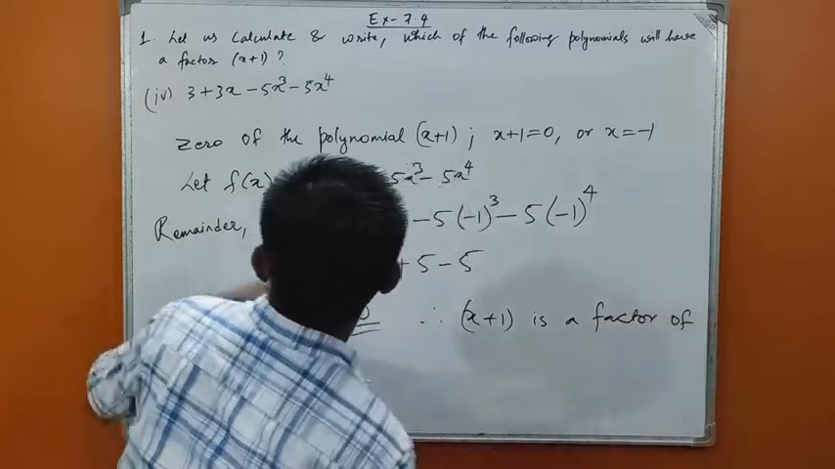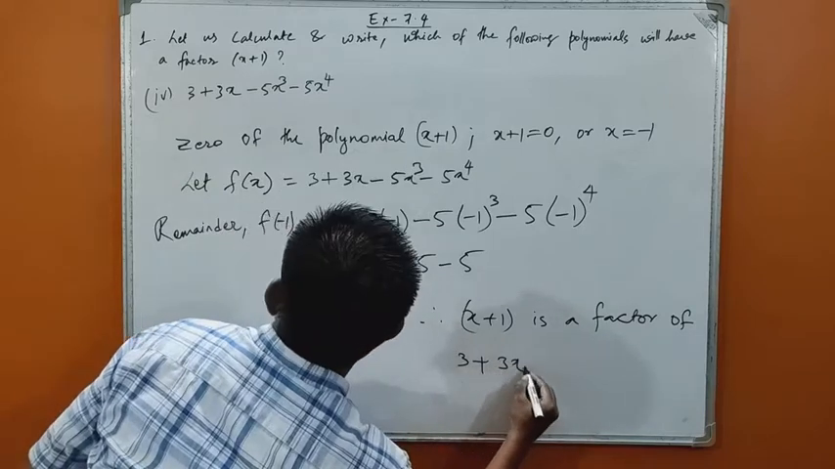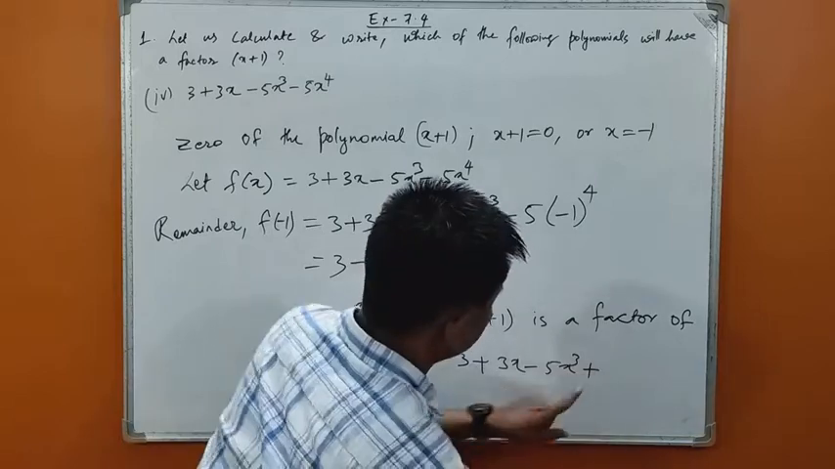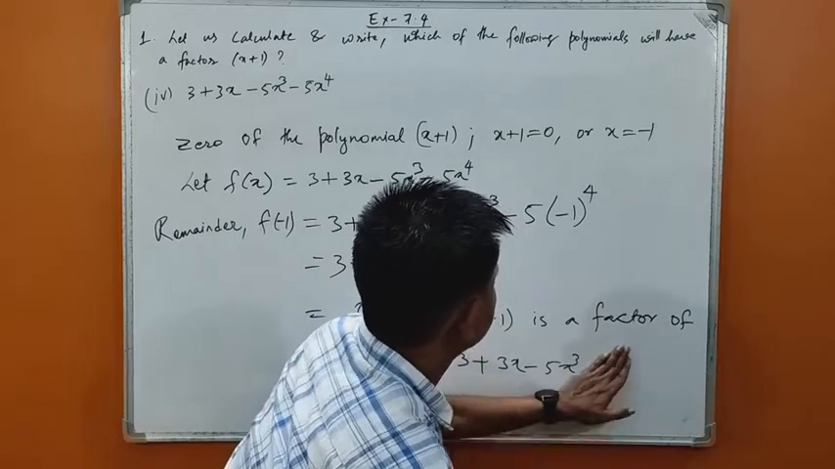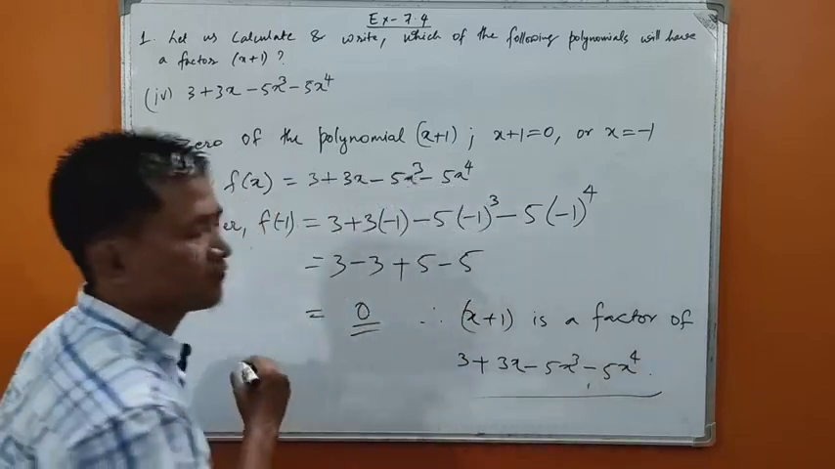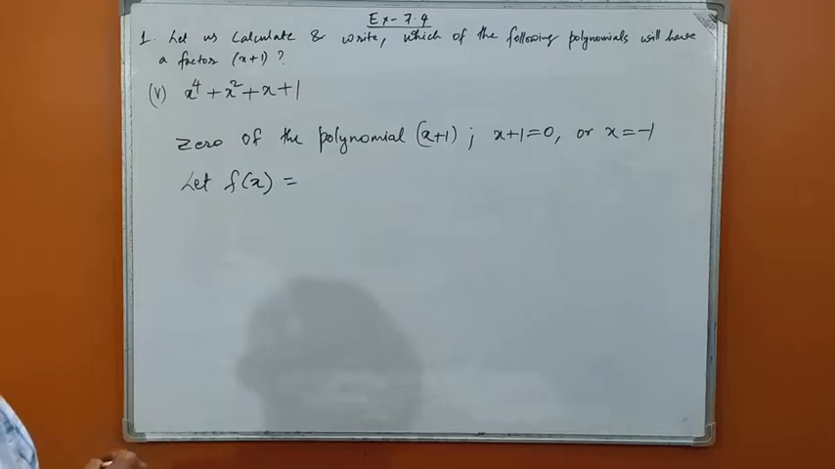of 3 plus 3x minus 5x cubed minus 5x to the power 4. Okay, I hope you got this. Very easy, isn't it? Okay, let's go for question number 5.